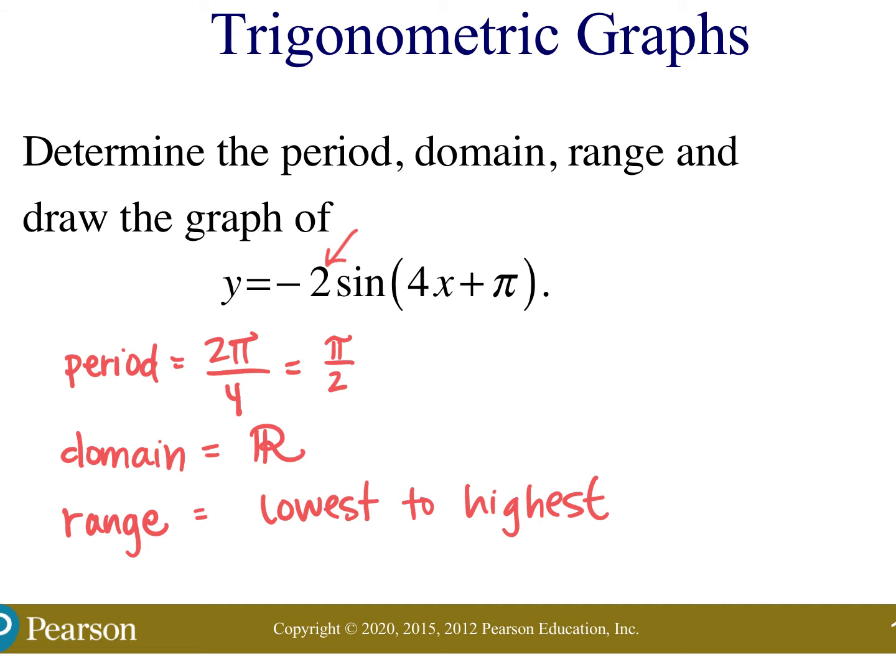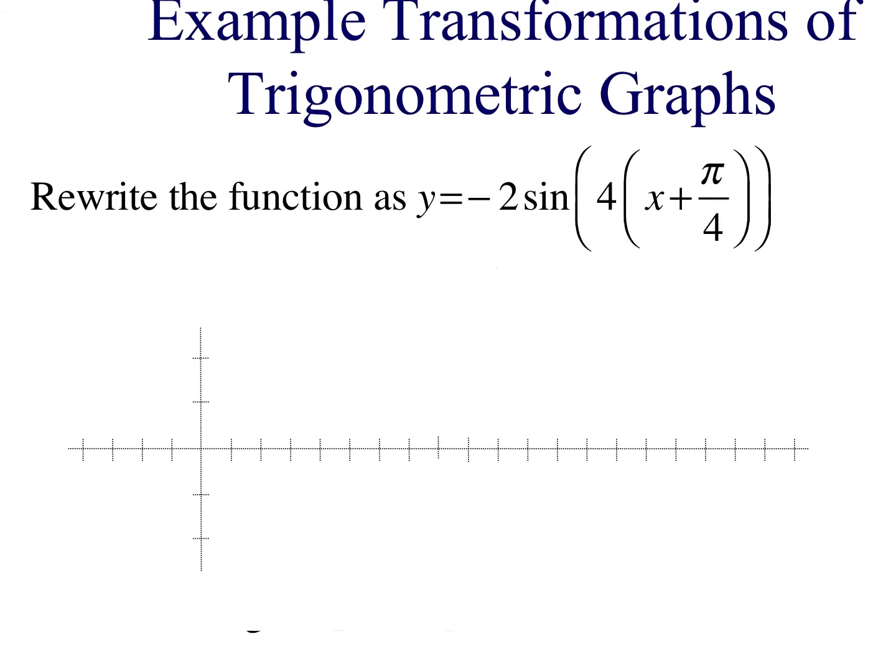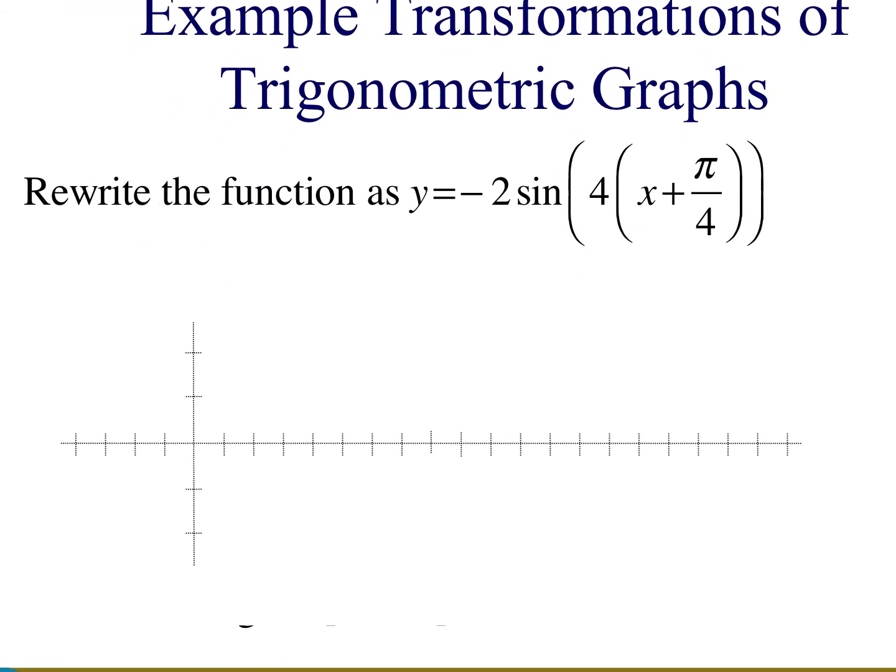So you can write that in interval or in inequality notation. So you can say -2 less than or equal to y less than or equal to 2, or you can write it with brackets, -2 to 2. Doesn't matter to me. I will usually write it as inequality. So it's up to you. Okay, now to draw the graph, we're going to go to our graph paper, which is on the next slide. So I made you some space.